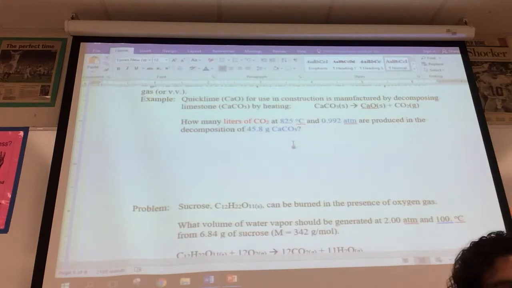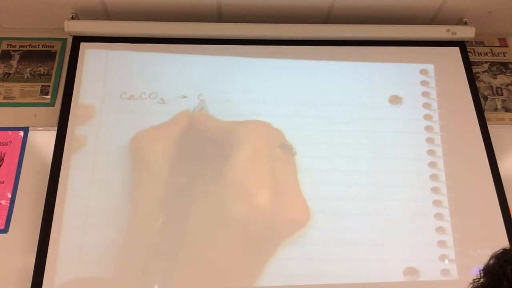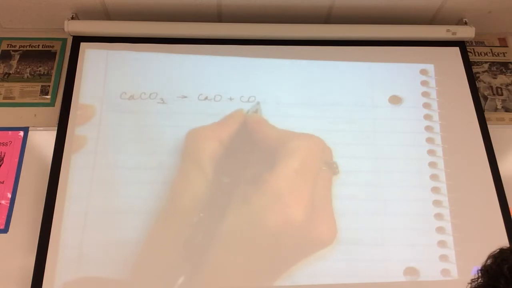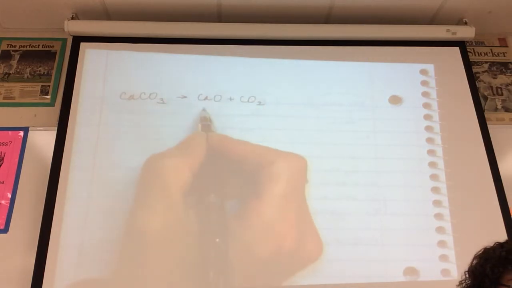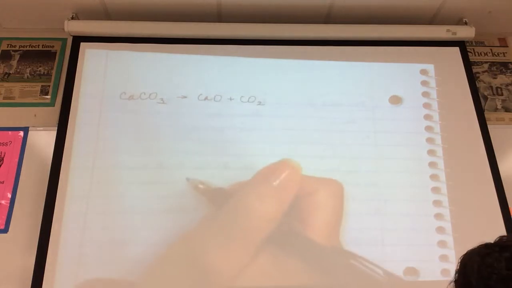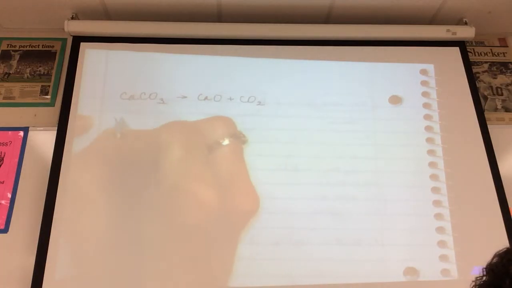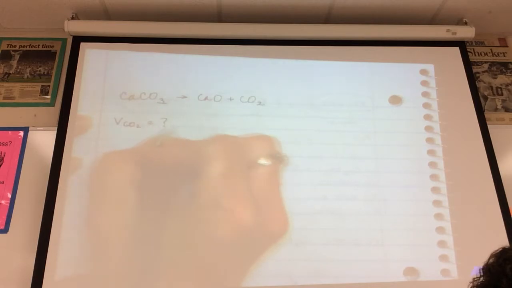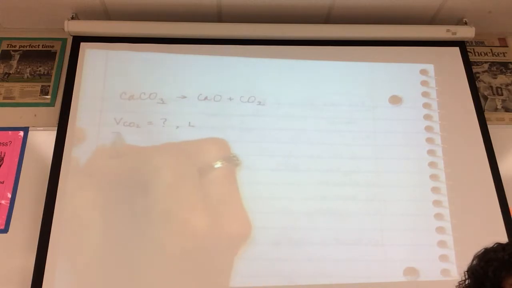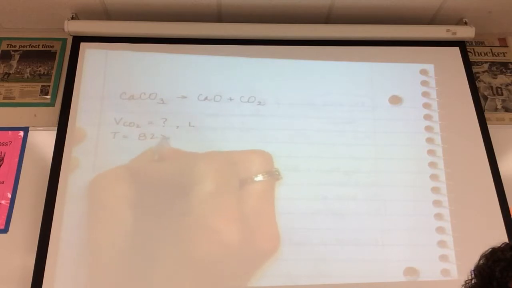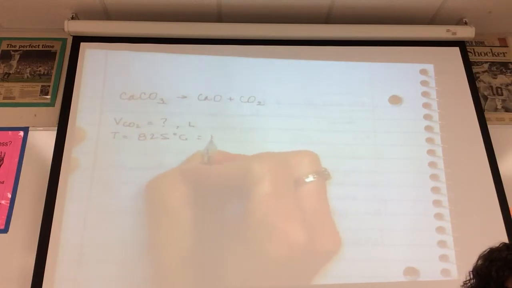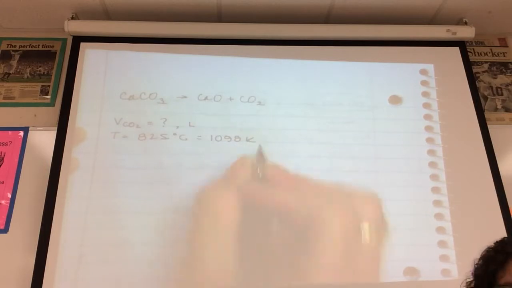Let's get the information down and see if you can figure out how to drive it. So what we've got here is calcium carbonate. We're going to make calcium oxide and CO2. And we talked about metallic carbonates generating metallic oxides and CO2. We want to know the volume of CO2 in liters. The temperature is 825 degrees Celsius. I believe that's 1098 Kelvin.